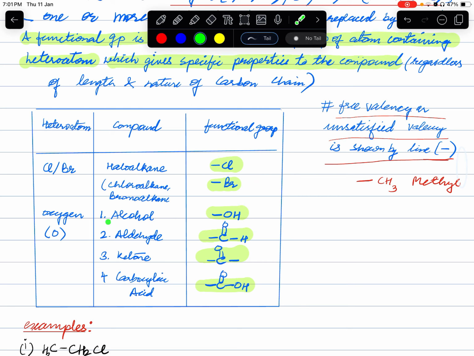If the alcoholic group is present, it means the OH group is present. If aldehyde is there, the CHO group or COH group is present. If ketone is there, then the CO group is present. And if carboxylic acid is present, we have the COOH group. So we have four classes of compound where the hetero atom is oxygen, but it is in combination with hydrogen. Okay, so these are the functional groups. You have to remember this table, that is, the classes of compound: the first one is haloalkane, then alcohol, aldehyde, ketone, and carboxylic acid. This part you have to remember.